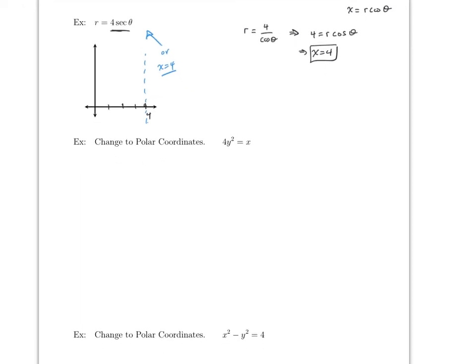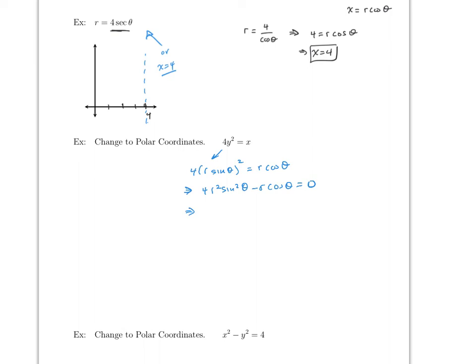Now, if you have Cartesian coordinates and you want to change them to polar, all you have to do is use the substitution. So it will be 4r sine theta, remember that's what y is, squared, and it will be equal to r cosine theta. Then this will give you 4r squared sine squared theta minus r cosine theta equals 0.